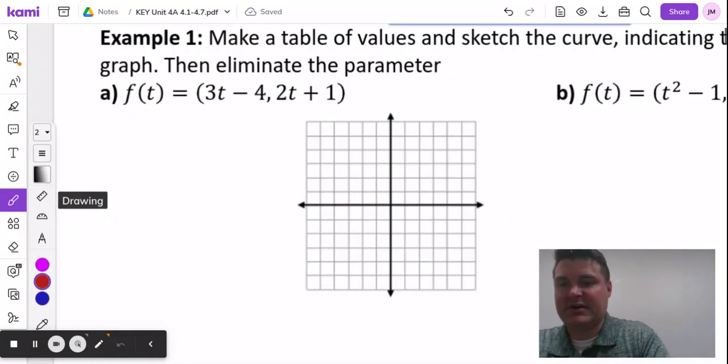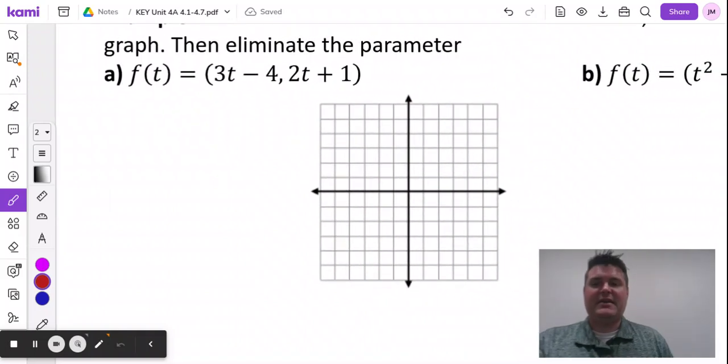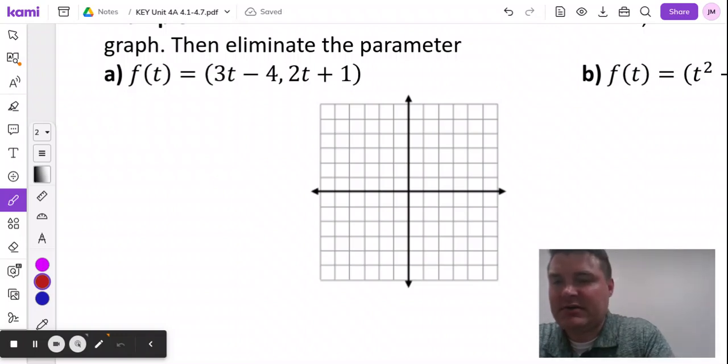So for this first one right here, I don't have a t limitation. I don't know what t should be. So t's domain essentially, or range, however you want to think of it, t can be any value. So I'm going to make a chart here. So when t is something, what's x at that value and what's y at that value.